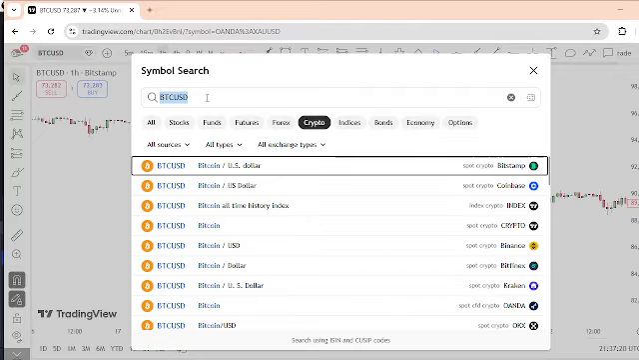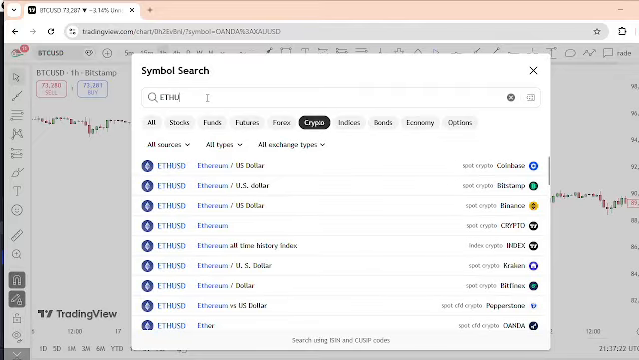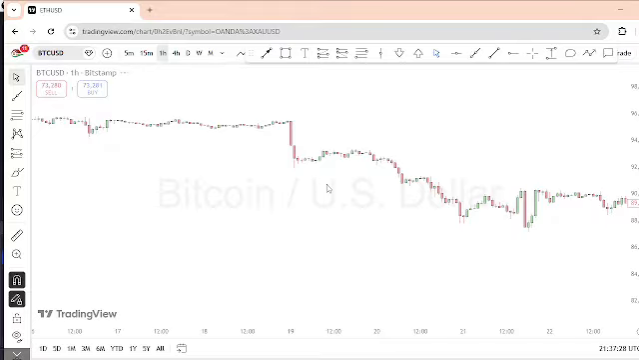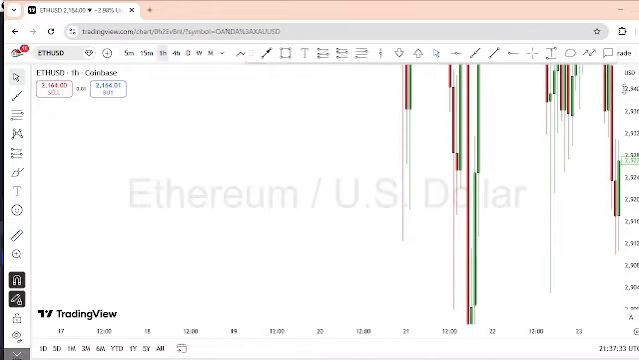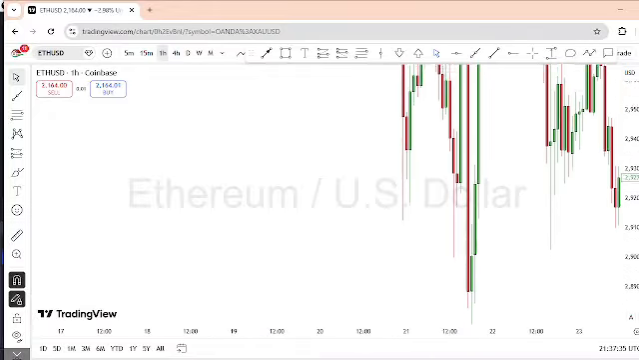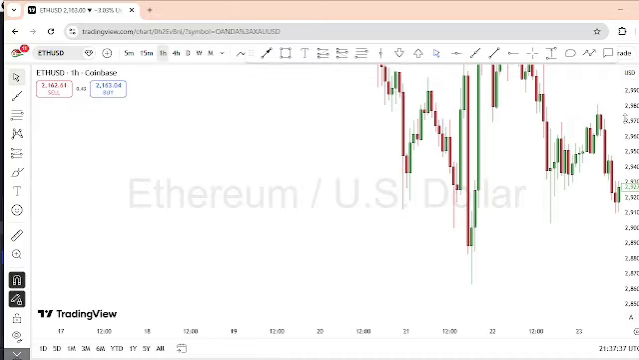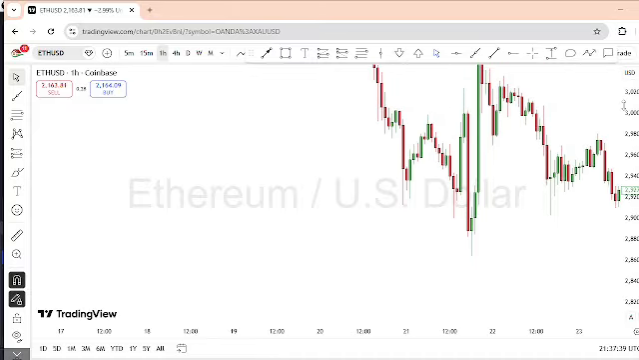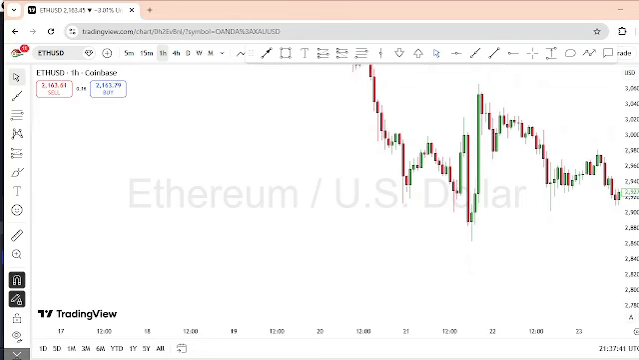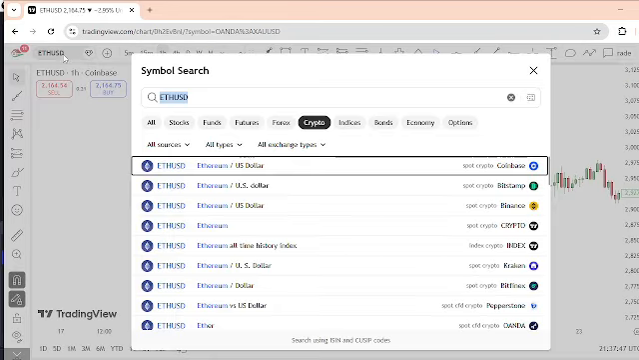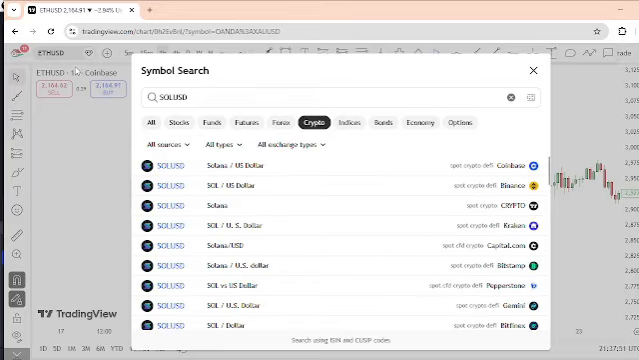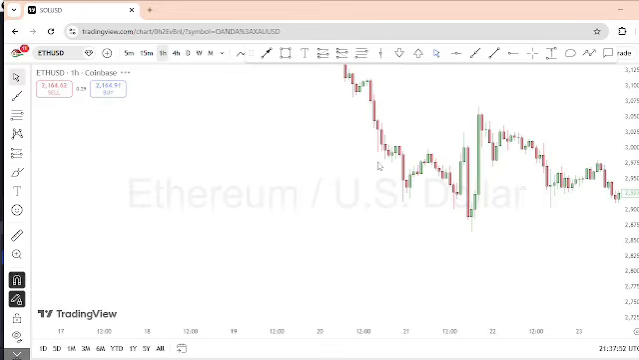You also have ETH, that's Ethereum, Ethereum versus US dollars. Ethereum is, I think, one of the most traded cryptocurrencies all over the world, maybe after BTC. Then we also have Solana, SOLUSD. Is it there? Yeah, it's there. Solana is there. That's my guy.